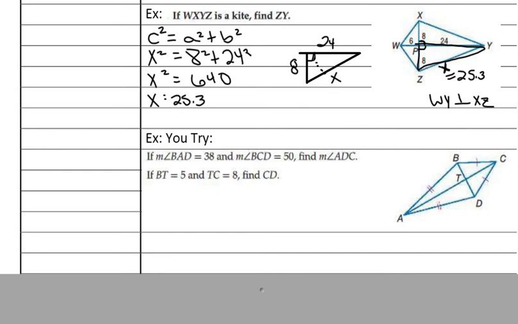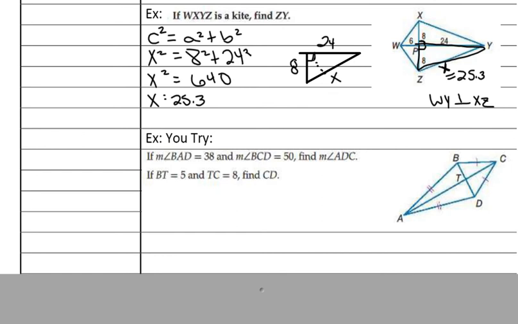Okay, so those are the only two properties that you're really going to need to know and be tested on for kites. Nice and simple. So you need to know that the opposite angles in between the consecutive congruent sides are congruent, and you need to know that the diagonals are perpendicular.